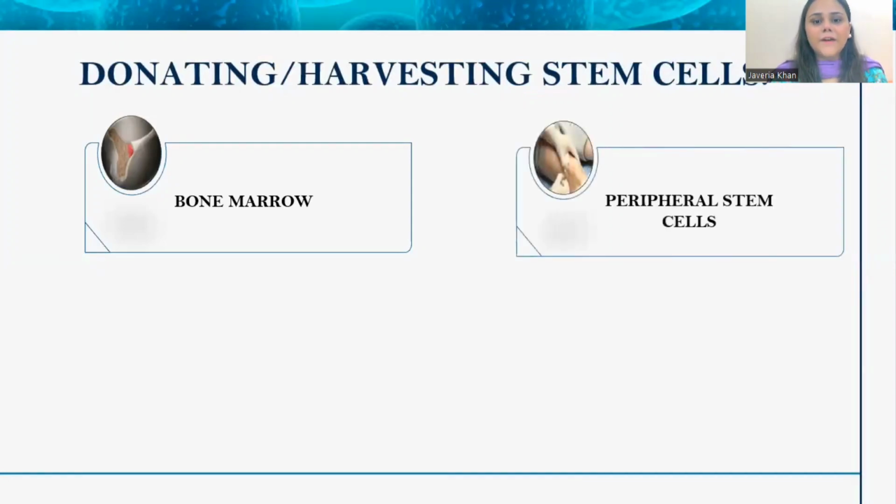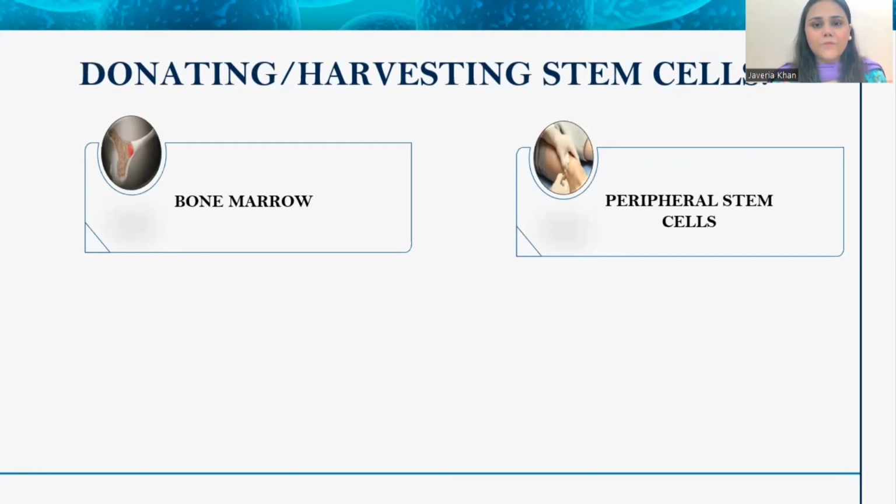Next is peripheral stem cells. A person receives several injections in order to produce stem cells on their own. Then the blood is taken out, and by using a machine, the stem cells are separated from the blood, and the blood is again introduced into the body.